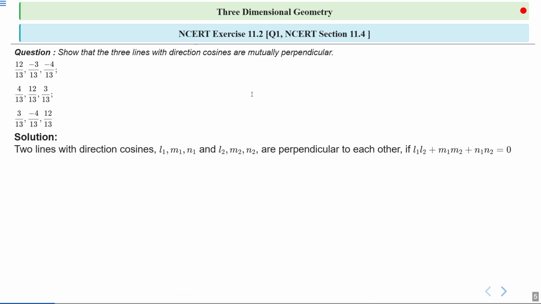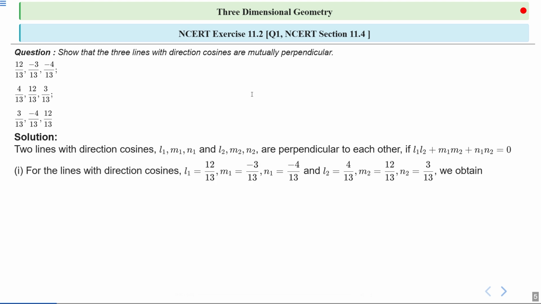Two lines with the direction cosines L1, M1 and N1 and L2, M2 and N2 are perpendicular to each other if L1 times L2 plus M1 times M2 plus N1 times N2 equals 0. So let's examine the first pair of lines given in the question.